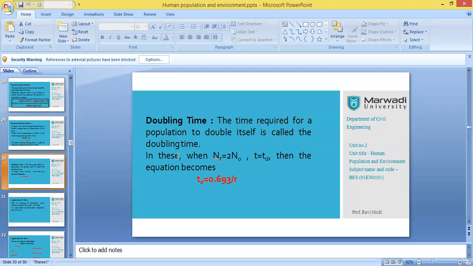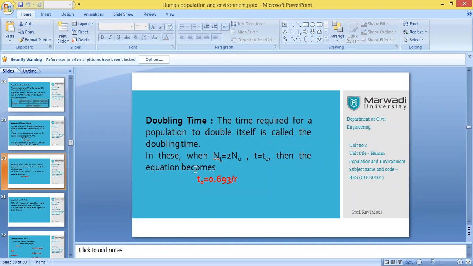So in this, Nt is equal to 2 times N naught. In the earlier equation, Nt is the final population, or the population at a time t. What I require is the population to get doubled. The earlier one was N naught, so if I want double of that, I have to multiply it by 2. So when Nt is equal to 2 times N naught, t is equal to td, that is the doubling time.